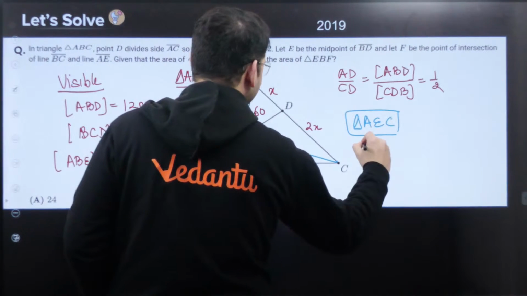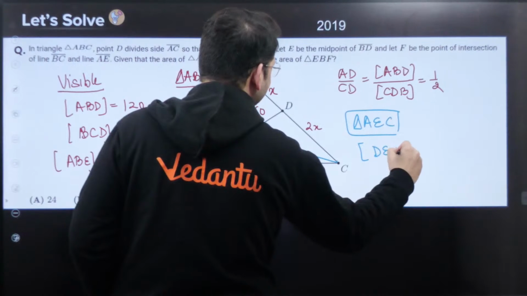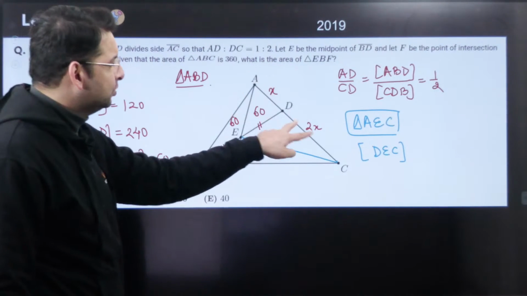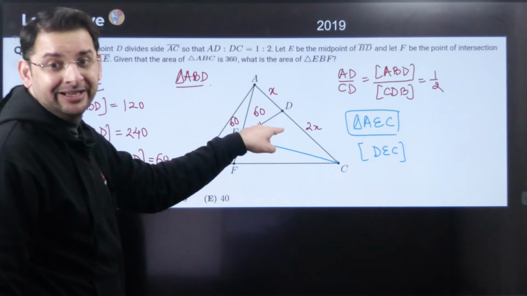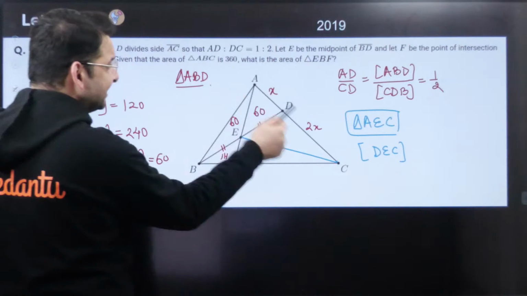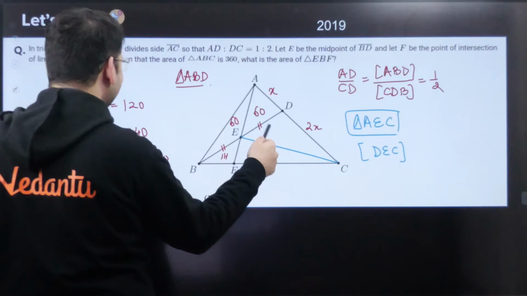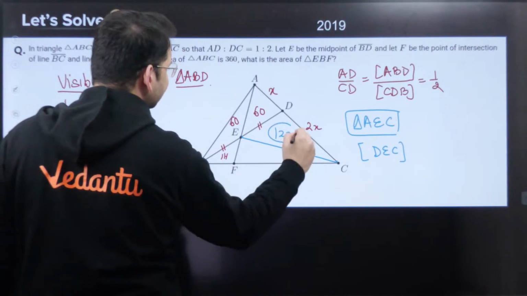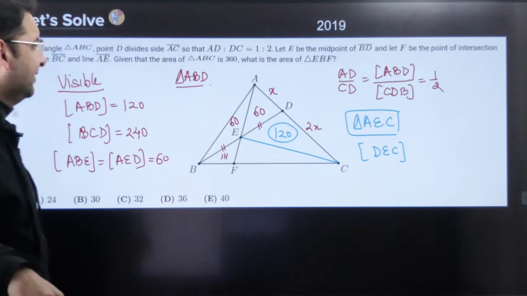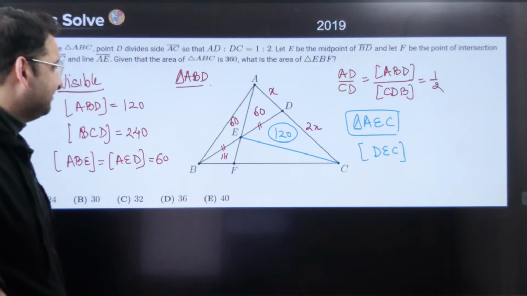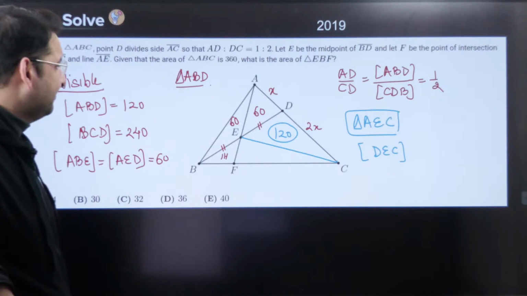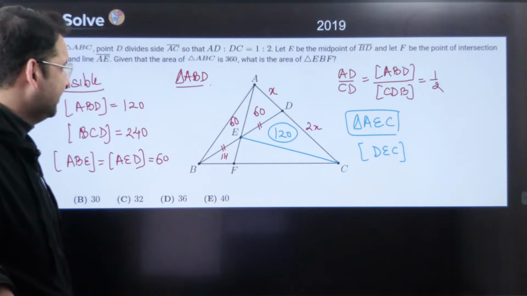can you tell me the area of triangle DEC? This is 1:2, x is to 2x, this is 60. So what is going to be this area on the chart? If this is x is to 2x and this is 60, can I say very obviously this is going to be 120? This is going to be 120, isn't it?